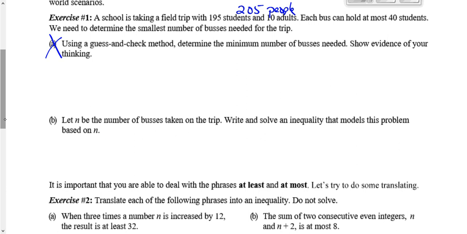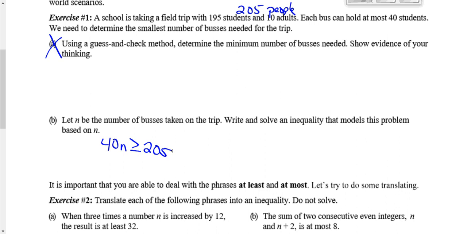So 40, N's the number of buses, right? And each bus holds 40 people, yeah? So 40 times the number of buses, how many people do we need to take? 205. Okay, so we need to be able to carry greater than or equal to 205 people, right? Does it make sense if we only have enough buses to carry less than 205? No. Right, you with me in that? So it's got to be greater than or equal to 205.